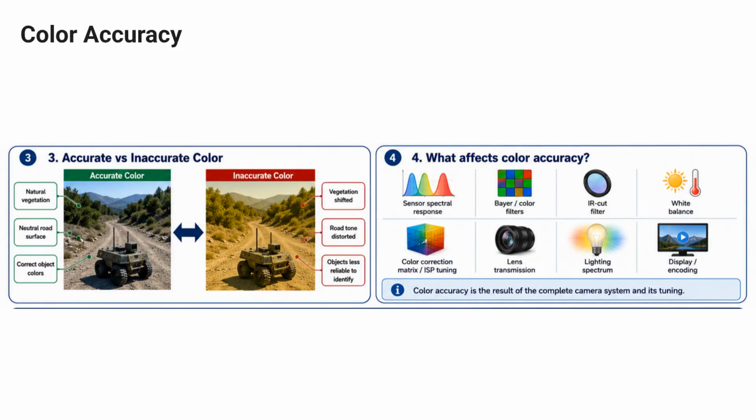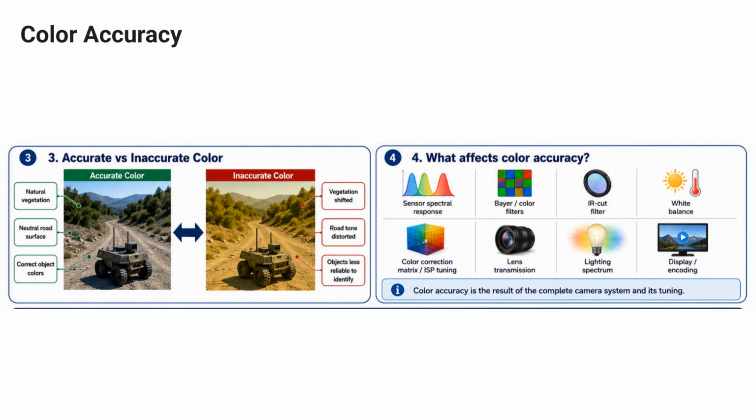In the accurate image, vegetation looks natural, the road surface remains neutral, and the vehicle's colors and markings are easy to identify. In the inaccurate image, the scene has a strong color shift. Vegetation appears unnatural, the road tone is distorted, and objects become less reliable to interpret.